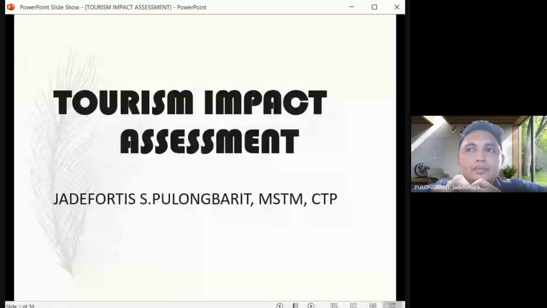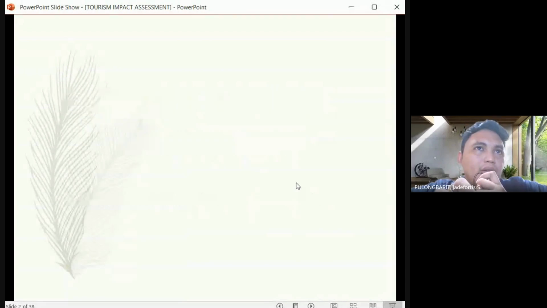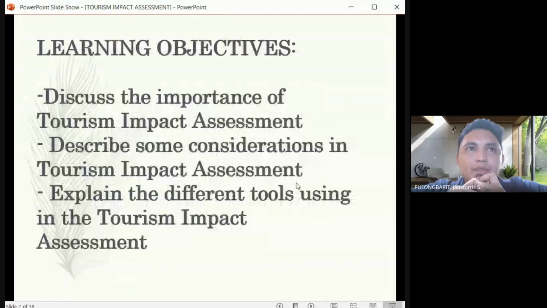Okay, let's discuss the tourism impact assessment for the subject of ecotourism and, of course, for the subject of sustainable tourism. So, are you ready? All right. So let's discuss tourism impact assessment. Okay, so the learning objectives: discuss the importance of tourism impact assessment, describe some considerations in tourism impact assessment, and explain the different tools used in the tourism impact assessment.